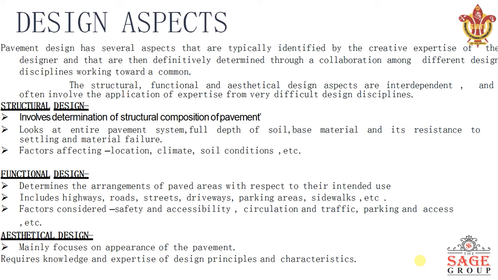The second design aspect is the functional design. Here we determine the arrangement of paved areas with respect to their intended use. It includes highways, roads, streets, driveways, parking areas, sidewalks, and so on. Other factors which are considered are safety and accessibility, circulation and traffic, parking and access.